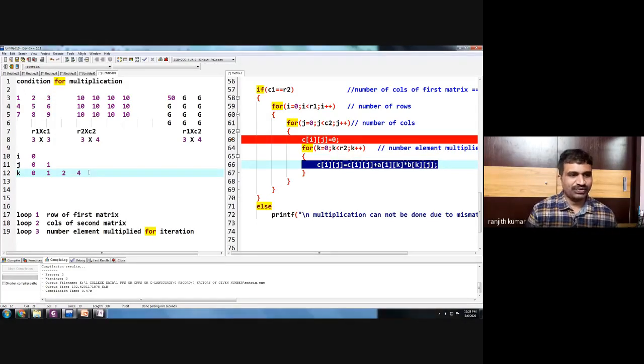Are we clear? Once again, k value will become 0. So once again, the story will repeat. Listen to this very carefully. What will happen in the second iteration? Please read the code and substitute in order to understand. First, A of ik into B of kj. What is ik? 0, 0. And kj is 0, 1. So A of 0, 0, which is 1, into this element should be multiplied. This element is 1, 0, and this element is 0, 0. Are we clear? So please substitute the code.